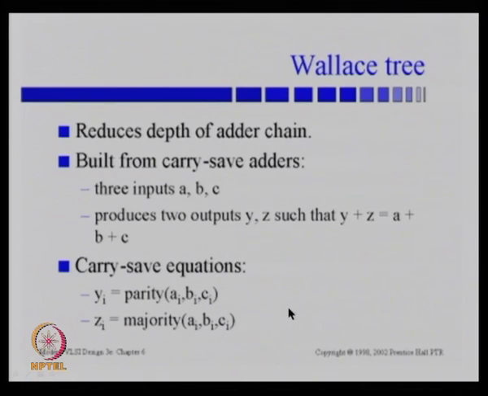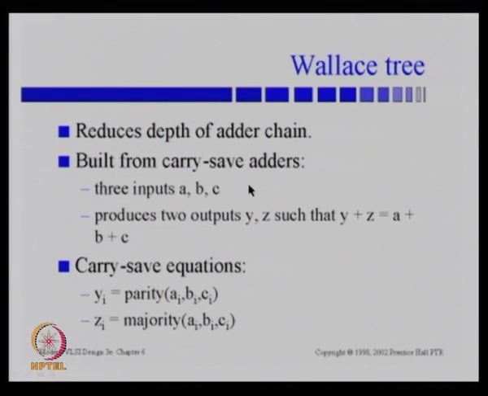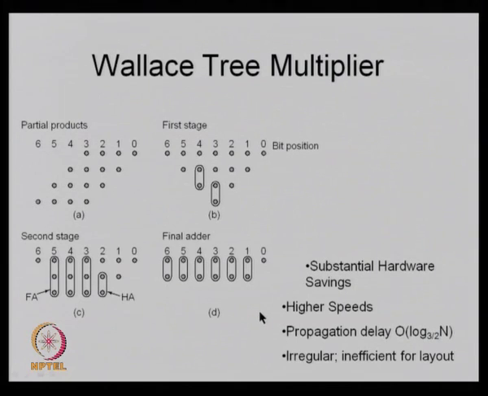The other possibility of generating a multiplication is using what is called a VLSI tree. We know in a tree operation, any tree operation reduces the depth of the adder chain. We still use carry save adders. So, you have three inputs A, B, C which produce two outputs Y and Z, C and S in the last case, and we create these terms. We know this, we have already done these carry save operations. How do we do a VLSI tree multiplication?